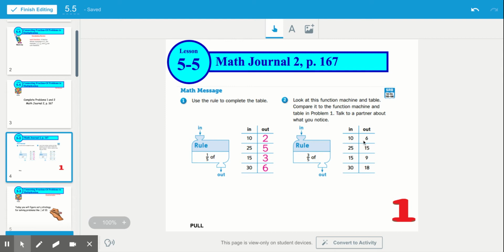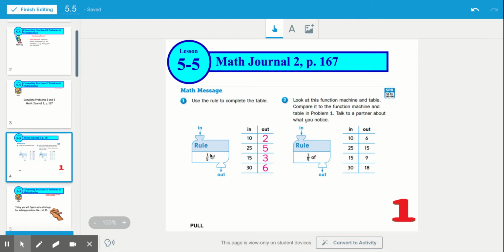3/5 of 10 is 6. And we know this because if 1 is 2, 3 will be 6. 3/5 of 25 is 15. 3/5 of 15 is 9. 3/5 of 30 is 18. So I can continue that. If 1/5 of 25 is 5, 3/5 of 25 is 15.